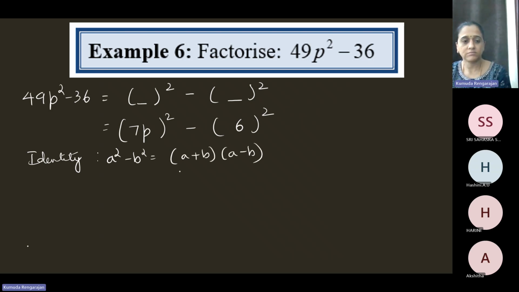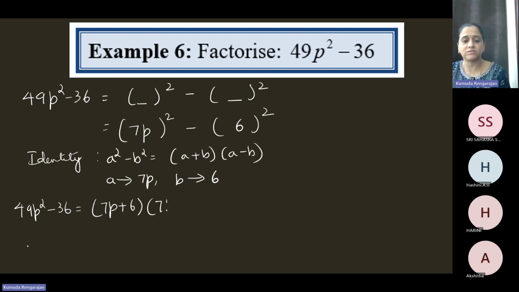Where A is equal to 7p, B is equal to 6. So 49p square minus 36 is equal to, that's the question. What's the answer? A plus B into A minus B. 7p plus 6 into 7p minus 6. The answer is A plus B into A minus B. So A is 7p, B is 6. 7p plus 6 into 7p minus 6.